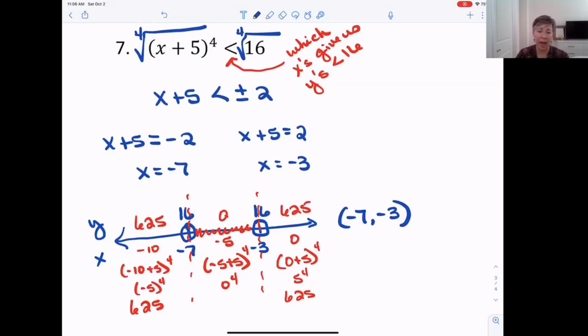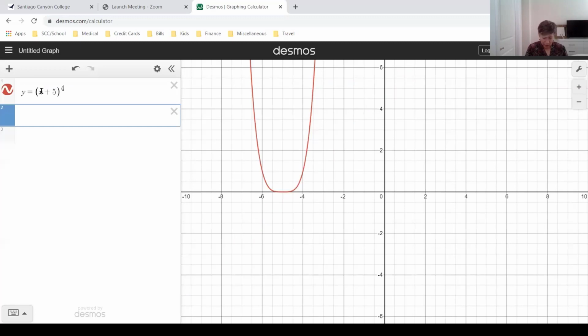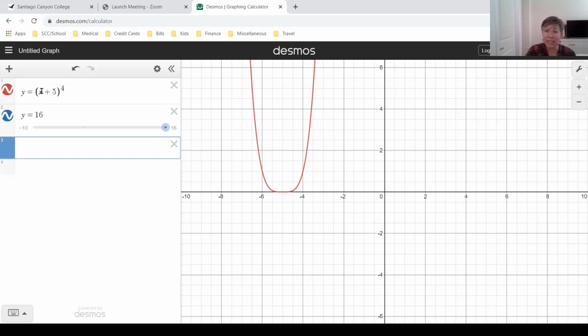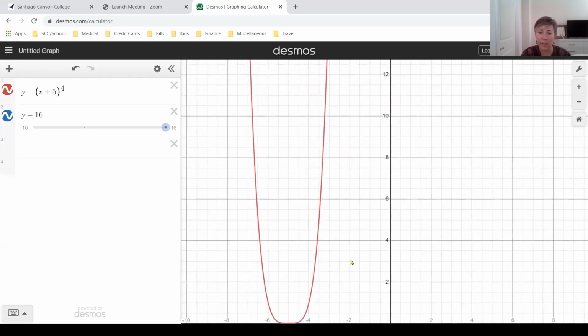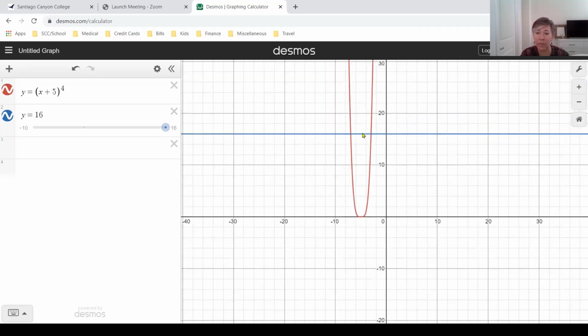So let's take a look at Desmos for a second. Imagine that we graphed the left side of that inequality and the right side of that inequality as two different equations. So the left-hand side would be y equals the quantity x plus 5 taken to the power of 4. And then the right-hand side would be y equals 16. Now, for y equals 16, notice we're going to have to move this graph down a little bit, or we can zoom out over here and we can notice there is the line where y equals 16.